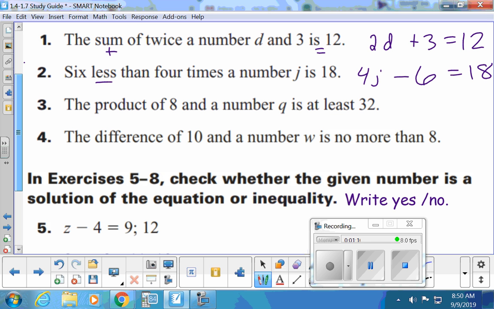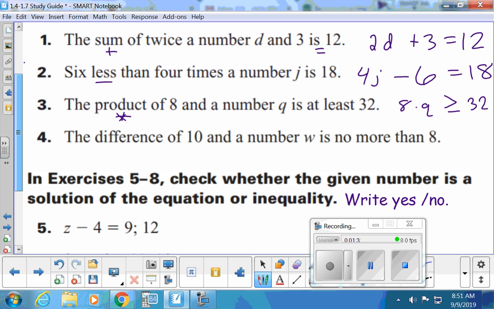The product is multiply. The product of 8 and a number q is at least 32. So is at least means it's going to be greater than or equal to 32. That's what at least means.